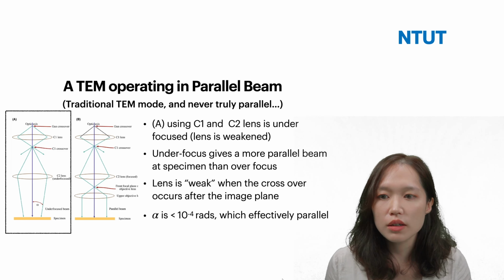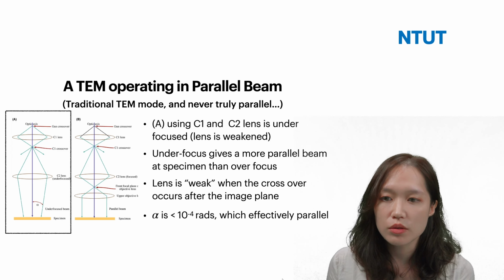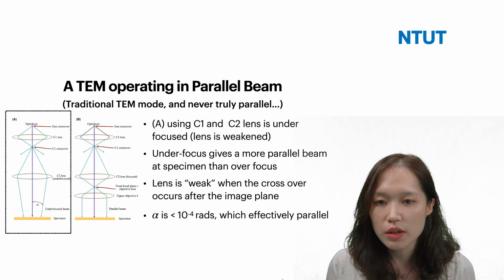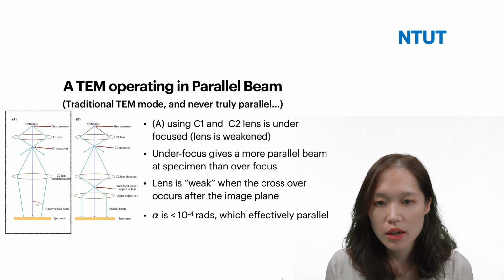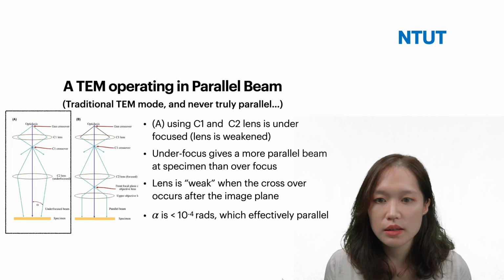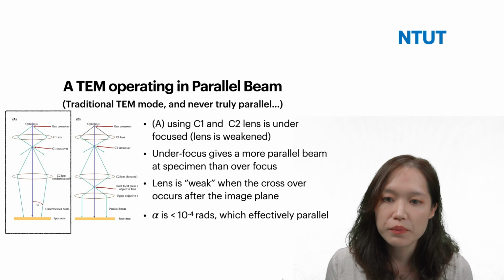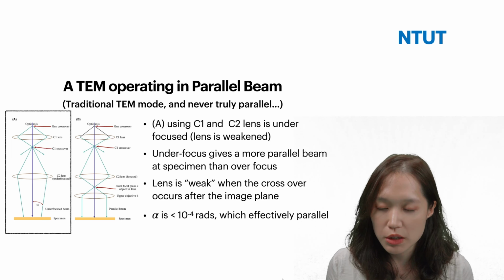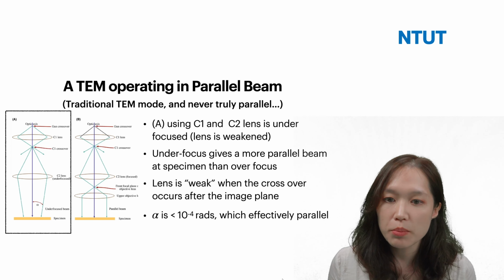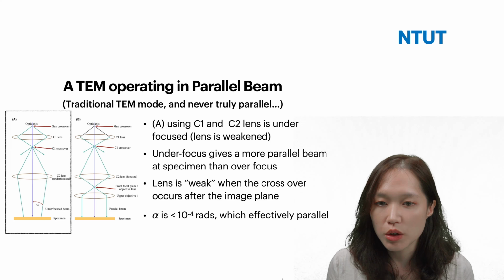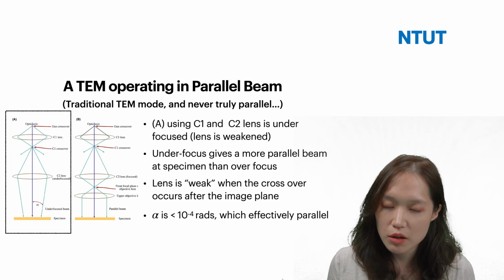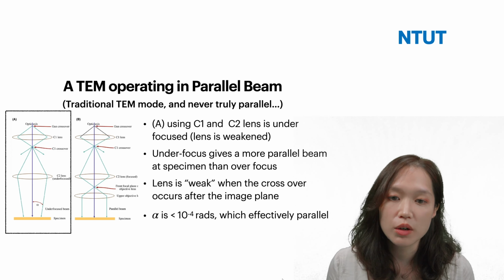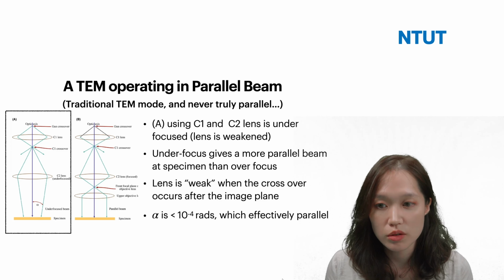Okay. So let's look at the first one first. The A, the one in the black square. What we're using here is that C1 and C2 are under focus, which means the lens is being weakened. So here, what we produce is the under focus beam type at the bottom, which gives a much more parallel beam at the specimen than what we call over focus. These terminologies are ridiculously confusing, but please, in your own time, work out which is what, and remember it.